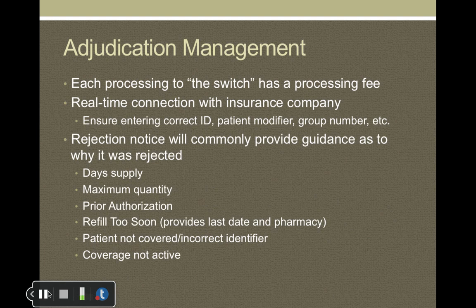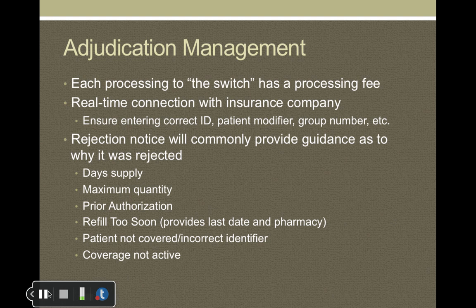Okay, so for the next part of your lab, adjudication management, this is the insurance rejection piece. Each time you process a prescription, it sends it to what's called the switch. There's a fee associated with that. It's about 8 to 11 cents if I remember correctly. And this provides a real-time connection with the insurance company to determine if a prescription is going to be covered, as well as the copayment associated with it.